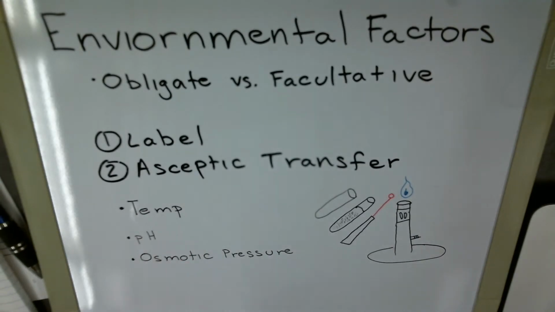If it's in the range of 0 to 30 degrees Celsius, you're dealing with a psychrophile. 15 to 45 degrees Celsius, a mesophile. And anything above 40 degrees Celsius is going to be considered a thermophile. In regards to the pH, anything below a 5 is an acidophile. In the 6 to 7 range is a neutrophile. Anything above 8 is an alkalophile.